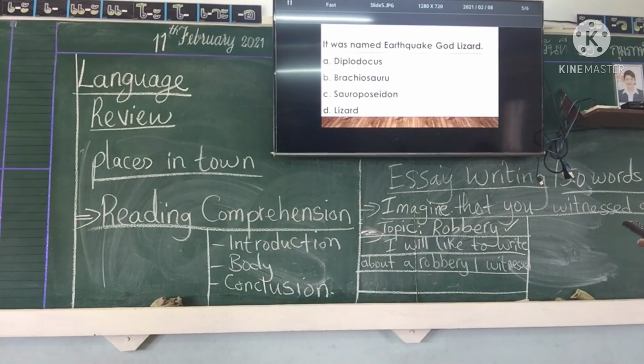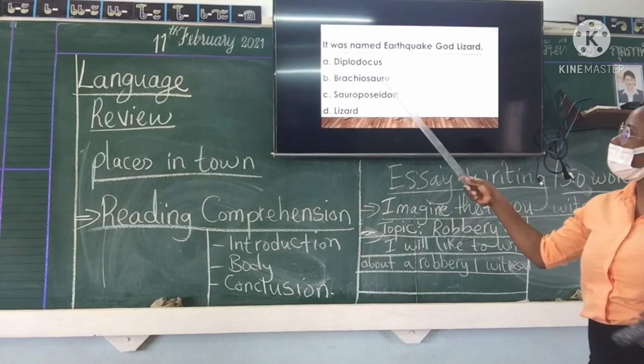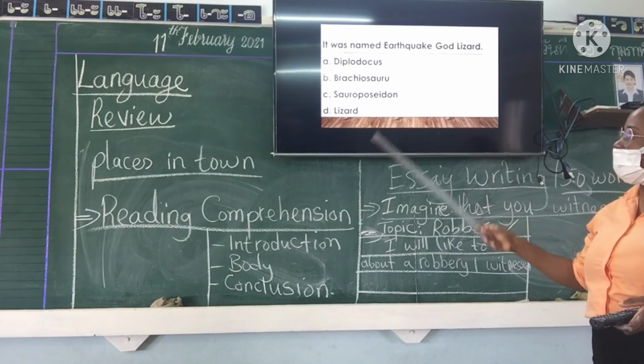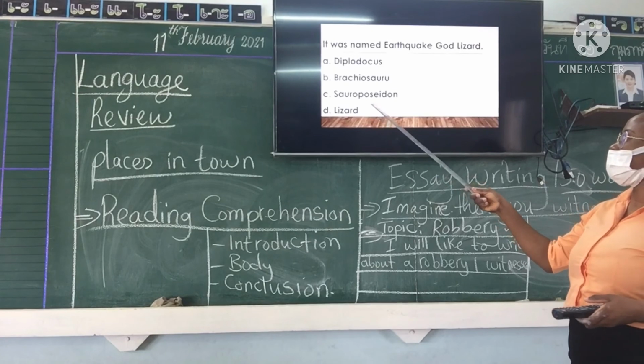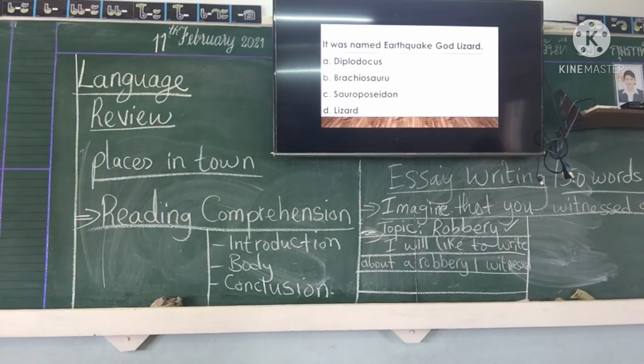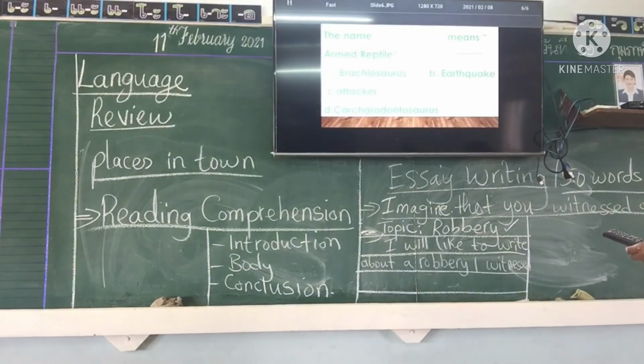And it was named earthquake guard lizard. A, B, C, or D? The answer is C, Sauroposeidon, right? The answer is C. Let's see if there is another one.